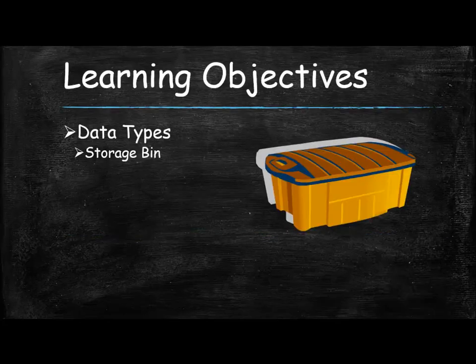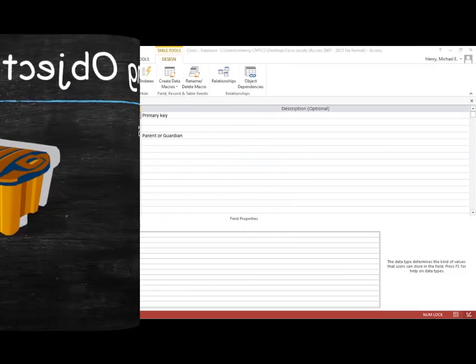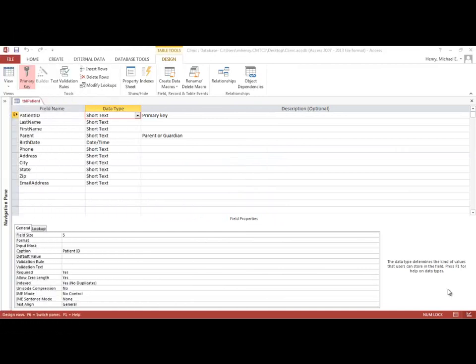In this video we're going to be talking about data types. We're basically going to learn that a data type is a storage bin and it determines what kind of things we can put into that storage bin. So we're going to be talking about data types here. Now data types is something we assign to a field. A lot of people get confused about what data types actually are. So a great way to think about data types is to think about storage units.